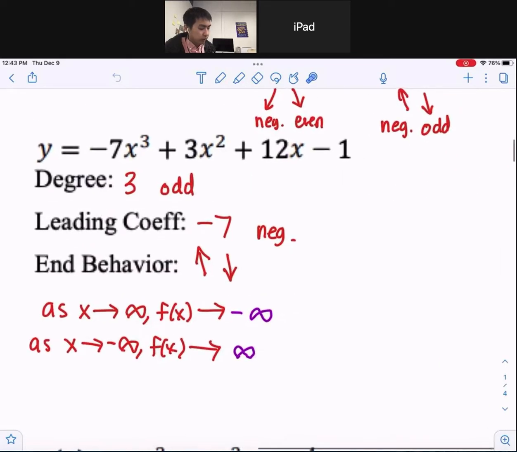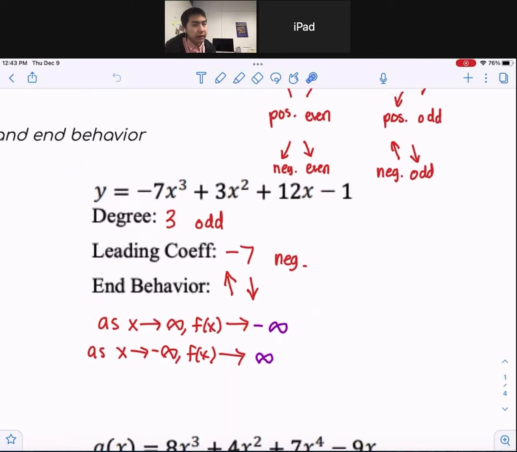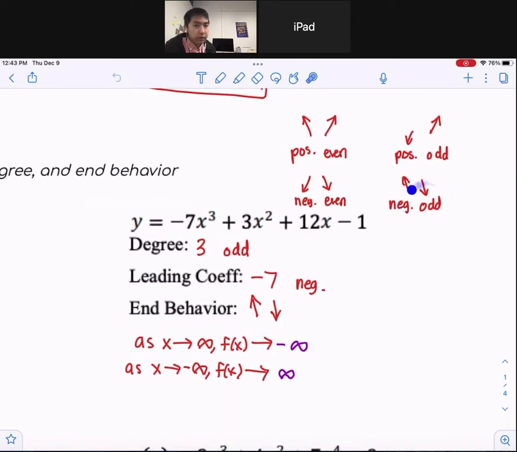This one, highest degree is 3, so 3, odd. The leading coefficient is negative 7, and that's clearly negative. So negative odd is this one. It's up on the left-hand side and down on the right. So as x approaches infinity, look on the right-hand side. It's going down, approaching negative infinity. As x approaches negative infinity, the left-hand side, what's the left arrow doing? It's going up. So f of x approaches positive infinity.